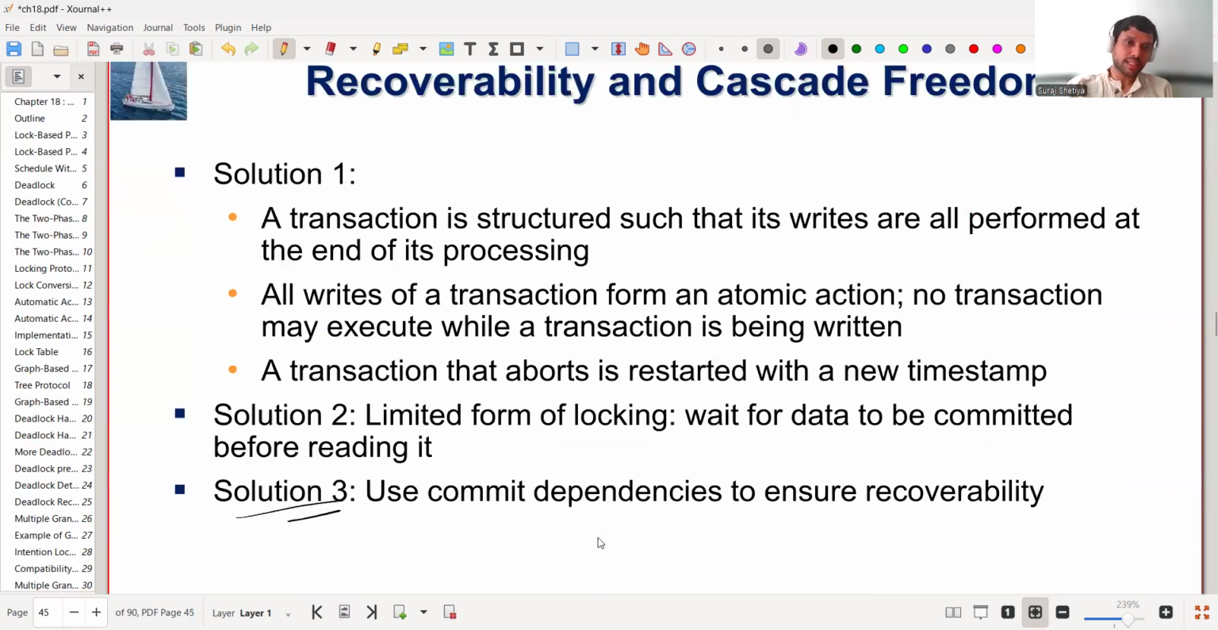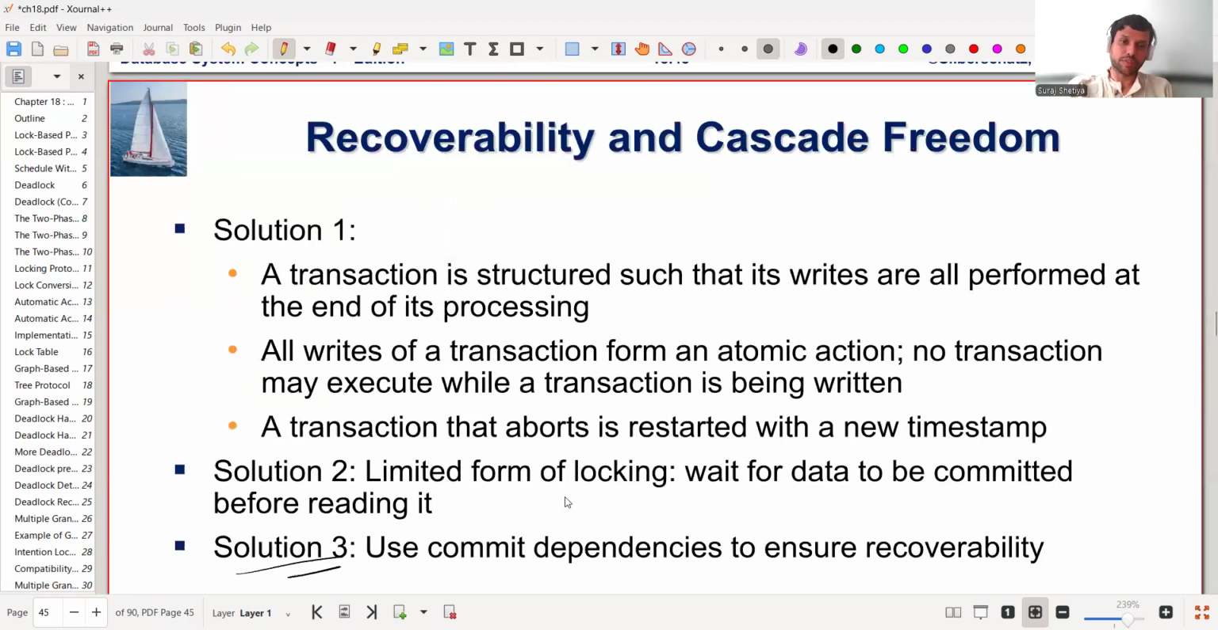Now, this is the simplest one if you were to think of the solutions, but it's a little complicated to execute, and it also has cascading rollbacks, right? If something aborts, then all the transactions that read from the writes of this transaction need to be aborted. So this has cascading rollbacks, but at the same time, the advantage is that it is recoverable.